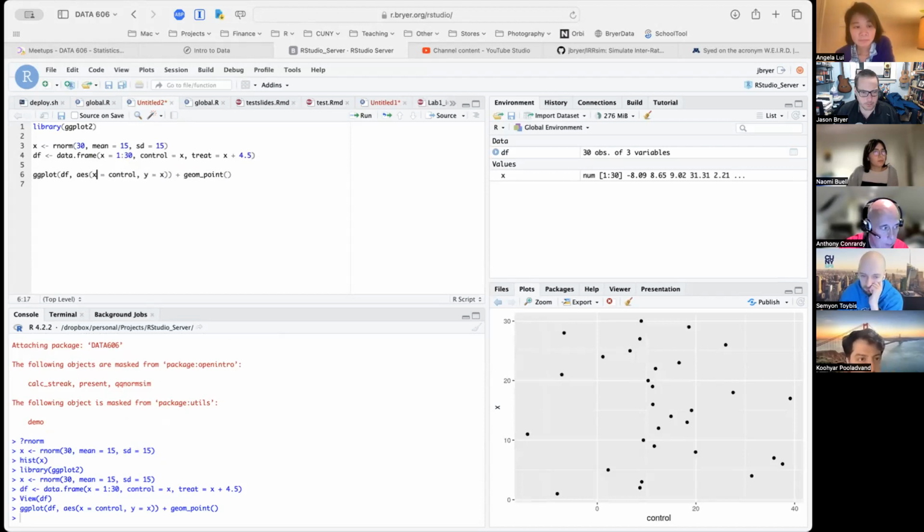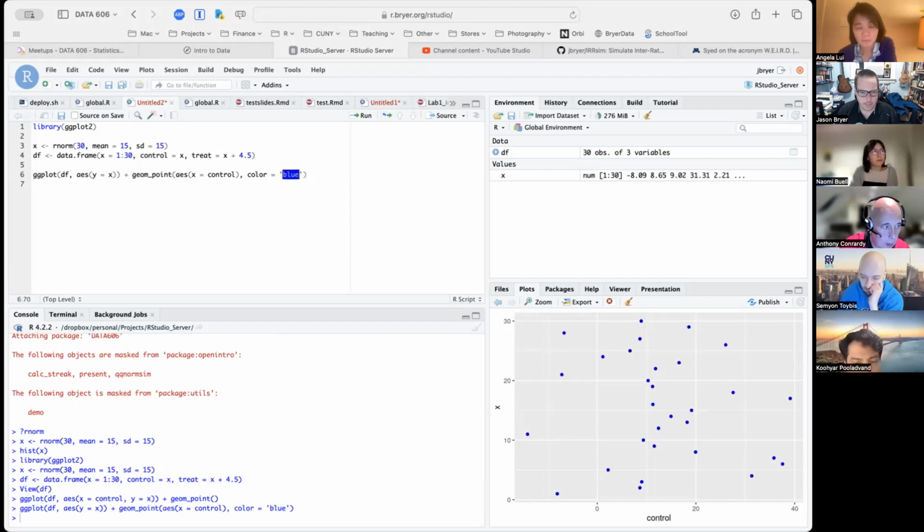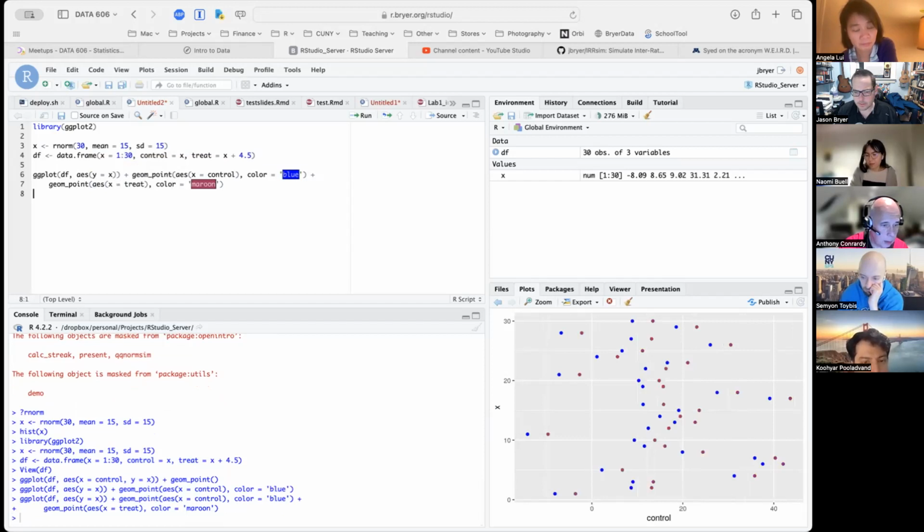But actually what I want to do is, instead of putting it here, I can do it this way. I'm going to say X equals control and color equals blue, I guess, right? And then I'm going to put it on a new line. I can then do a geom_point, aes X equals treat, and color equals maroon, because it's a little bit darker, right? So each of these is 4.5. So that's really all I did.